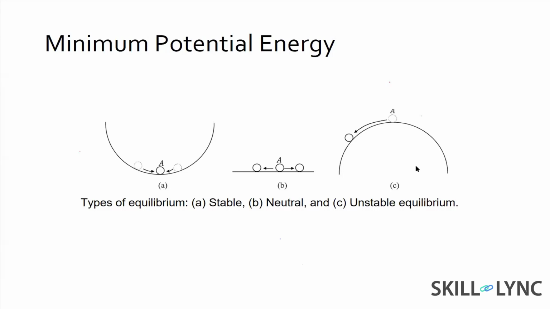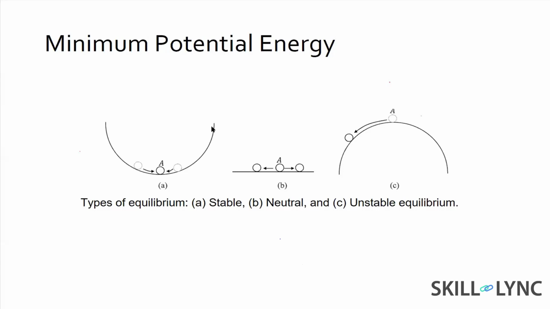We have 3 cases here. We have a ball. Let's say it's a small ping pong ball that you drop in a bowl. When it's at the top here, it's not stable. It's going to roll off to the center of the bowl. So if you put it here, it will be called an unstable equilibrium.